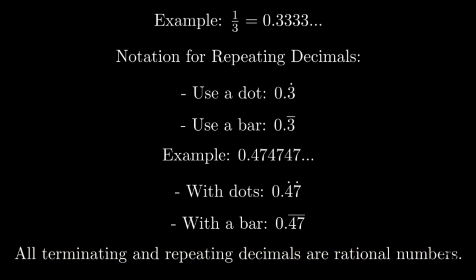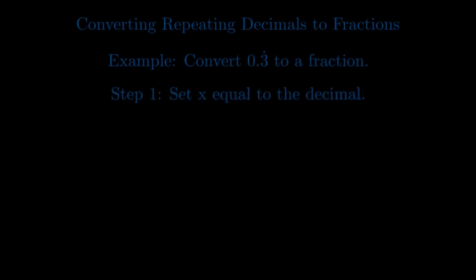You've just learned about 2 major types of decimals. We've seen that 1/3 equals 0.3 repeating. But how do we go the other way? How do we take a repeating decimal and turn it back into a fraction? This is a great skill to learn. Let's learn how to convert a repeating decimal into its equivalent fraction. We'll follow a few simple steps. Let's take our example, 0.3 with a dot, which is 0.3333.